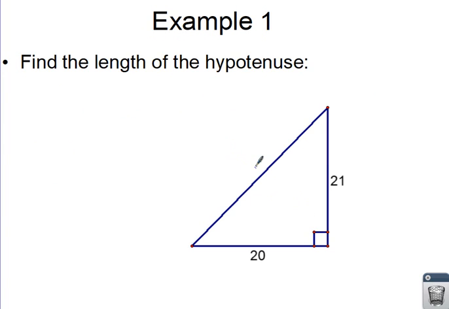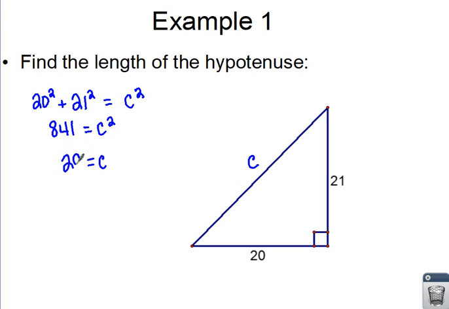Alright, find the length of the hypotenuse. We want this length. So we take legs squared plus legs squared equals hypotenuse squared. And then we just take our calculator and we start solving. So we do 20 squared plus 21 squared, and we get 841 equals c squared. And then I take the square root of both sides. So I'm going to do square root of 841, and that is 29. So this would be a Pythagorean triple because it's a 20, 21, 29 triangle. It has all whole numbers.